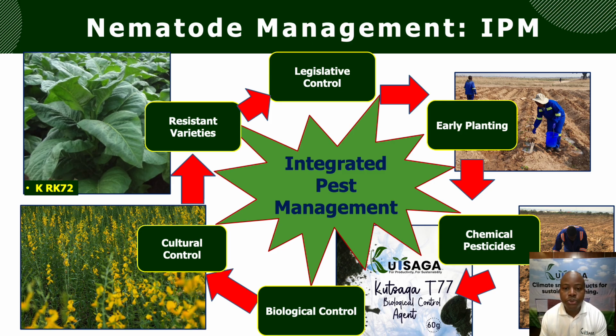I'll continue to preach the gospel of IPM. We cannot solve nematodes just using the chemical control options. It's important to ensure that you use good agronomic practices, good quality resistant varieties, as well as making sure that you plant early and you do the necessary rotations.